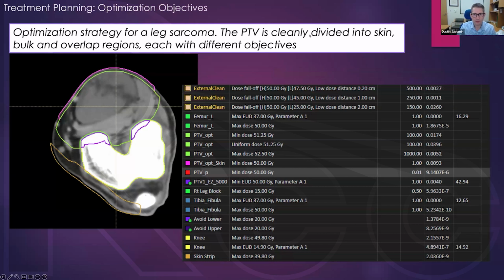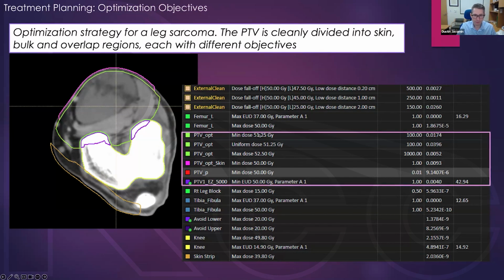Again, it's really important in cases like this to cleanly divide the PTV into pieces. So we have a PTV that's divided into a skin component, the bulk, and then the overlap regions. This pink area here is the PTV and the skin. This yellow area here is the area that doesn't overlap with the skin and is generally going to get full dose. And this purple area here is the part that overlaps with the knee. And then down here, you can see the skin strip.